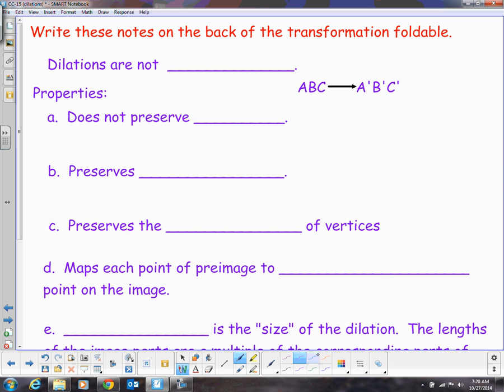Dilations are not isometries. They are not. What do isometries preserve? Length and angle measure. Properties do not... dilation does not preserve length. However, it still preserves angle measure.